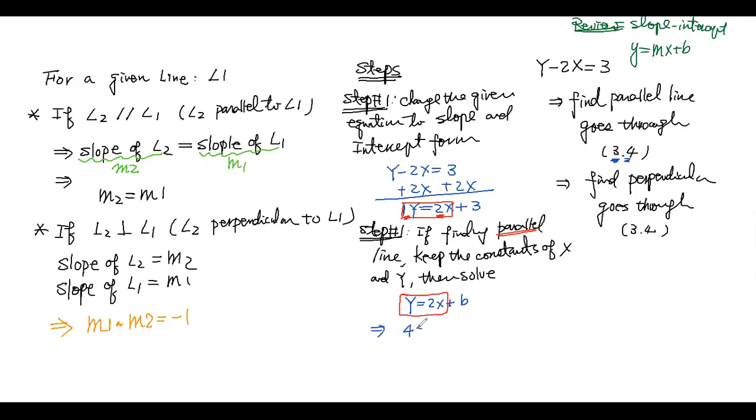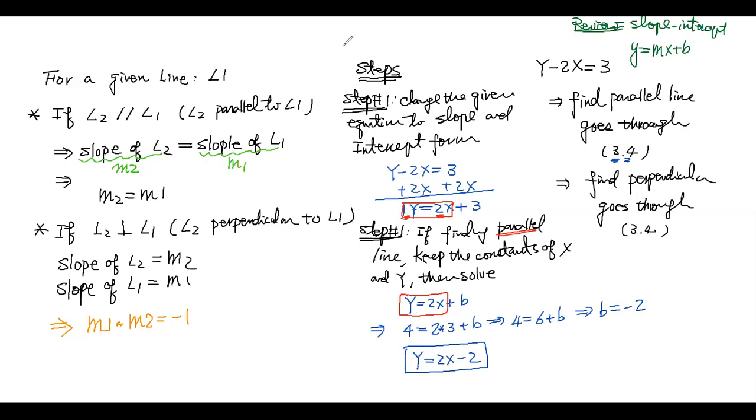So 4 is equal to 2 times 3 plus b, correct? So 4 is equal to 6 plus b. So what is b here? b is negative 2. Okay, so now my final answer for the parallel line is y equal to 2x minus 2. All right, that's why we say you keep it the same here.